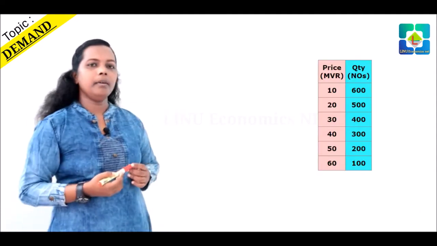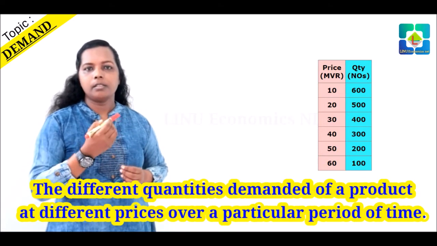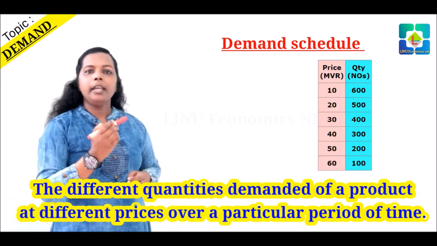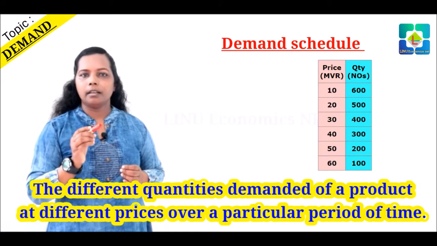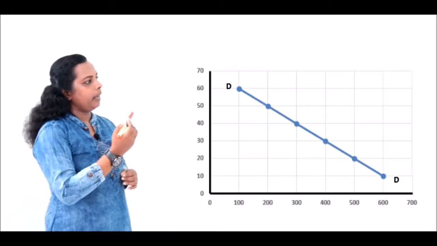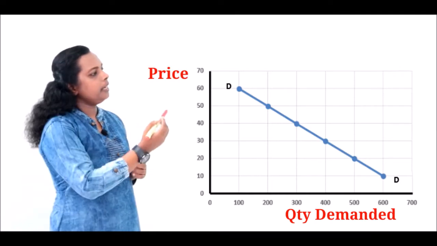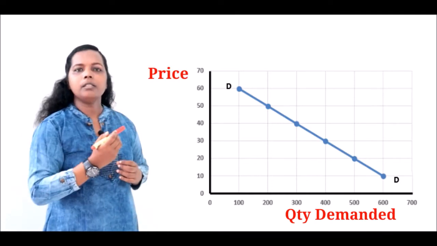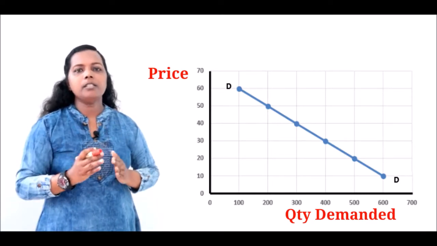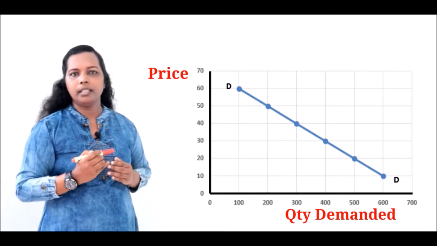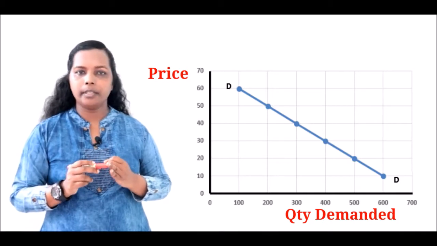So, here in this table, we are showing the quantity demanded at different price levels. This is called demand schedule. We can represent this demand schedule in a diagram. It is called demand curve. Please look at here. The x-axis represents quantity demanded and y-axis price. DD is the demand curve. It is a downward sloping curve. Demand curve is downward sloping because there is inverse relationship between the price and quantity demanded. Now you understand the meaning of demand and how to draw demand curve.